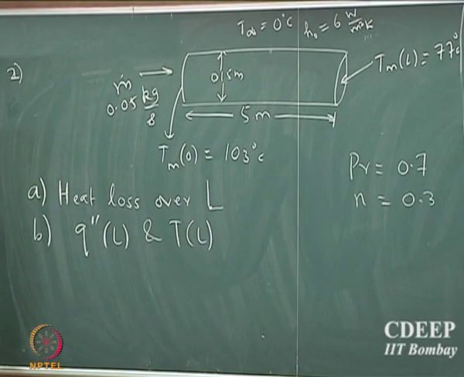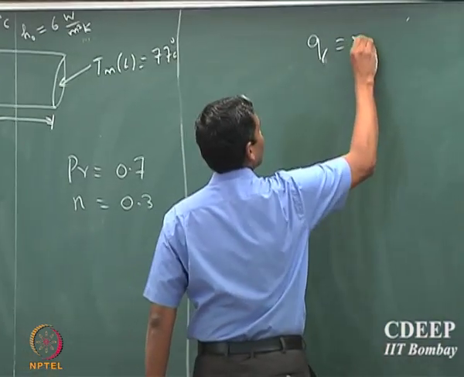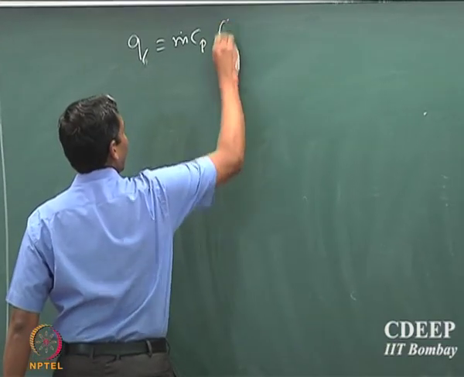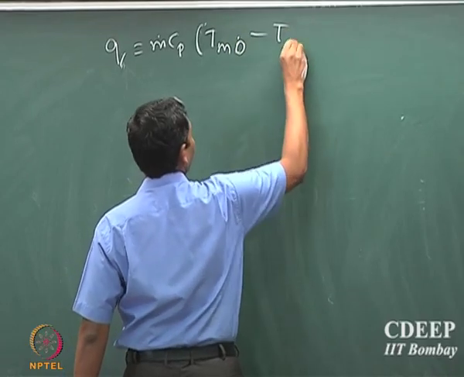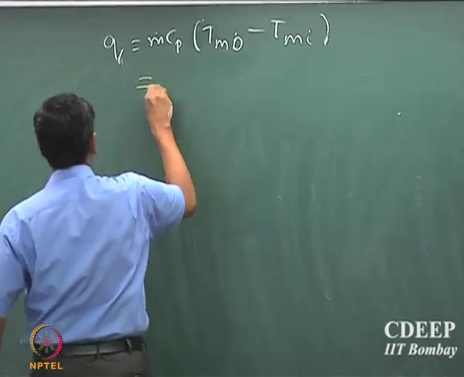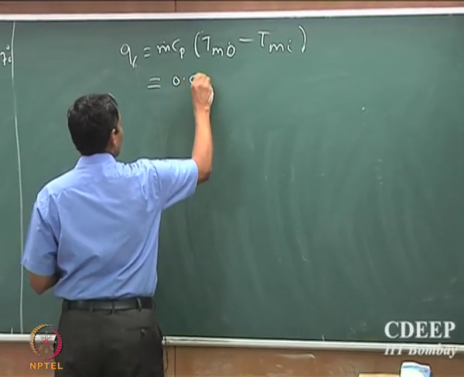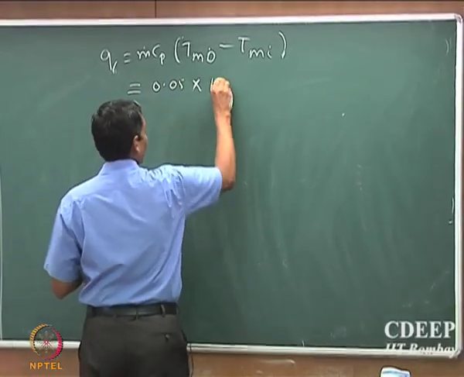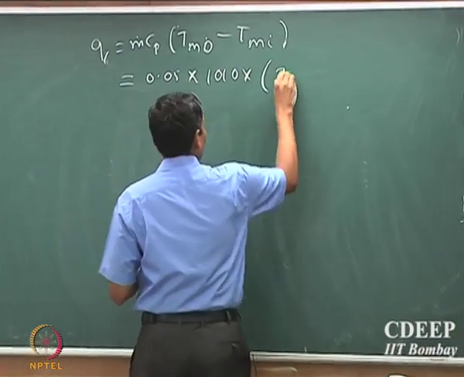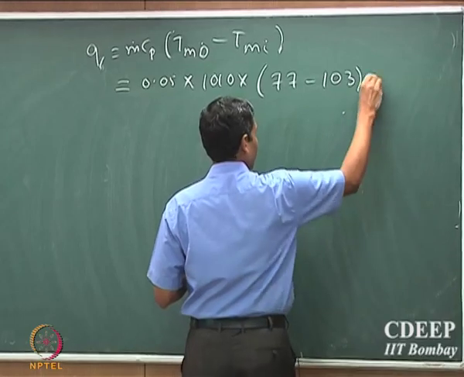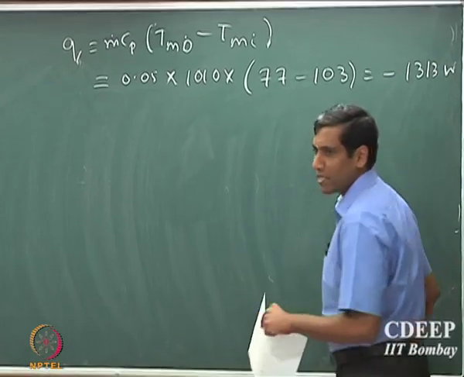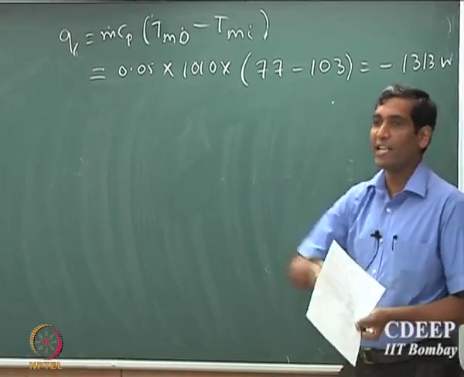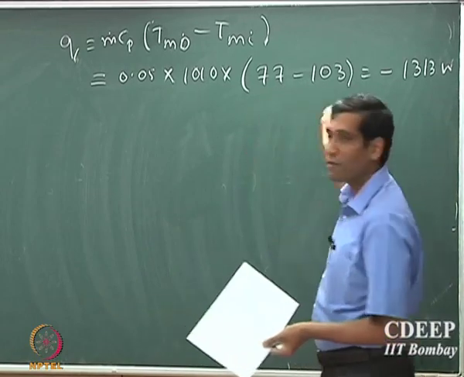The first one is easy, it's m Cp delta T. So Q is m dot Cp into (Tm,o minus Tm,i), and putting in the numbers, 0.05 into 1010 into (77 minus 103). So that's minus 1313 watts. Why is it negative? Because the fluid is now losing heat to the surroundings, right? That's the sign convention that we have used.